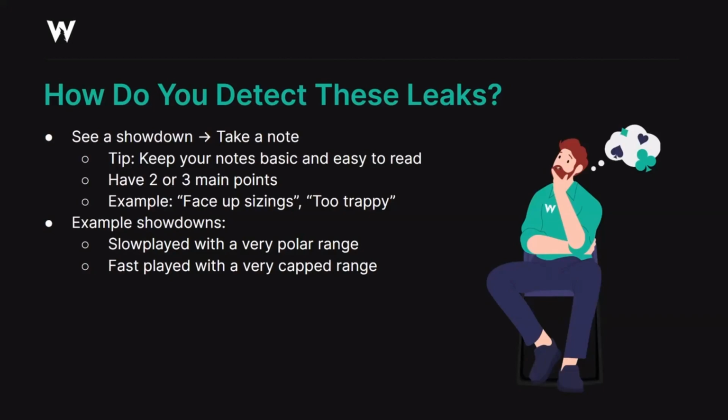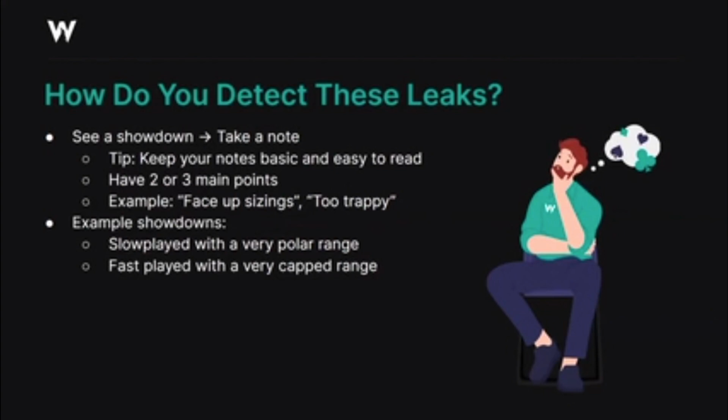Maybe you saw him block the turn and then overbet the river with a set of 8s. Okay, wow. That's a line that is very direct. Sizing, he played as if he had a polar range, but in reality, 8s shouldn't play so directly. They should slow play more in that line. Okay, I'm going to take a note of that. He's actually face up with size. Okay? So in this case, that showdown would be fast played with a very capped range.